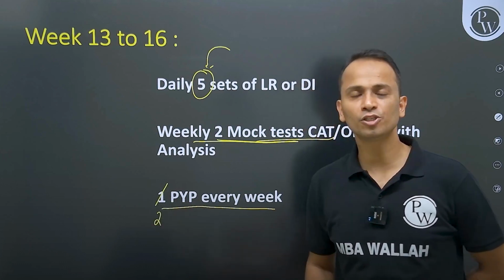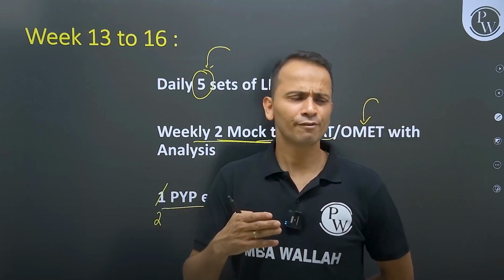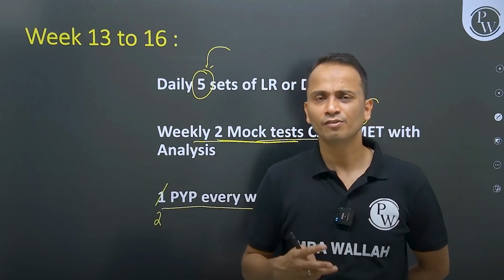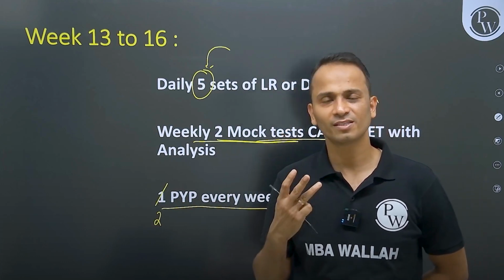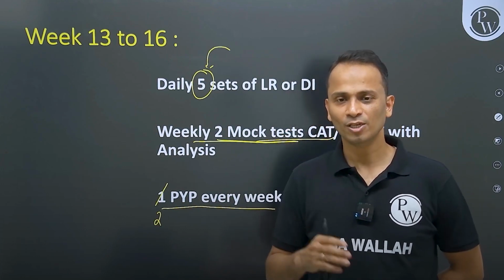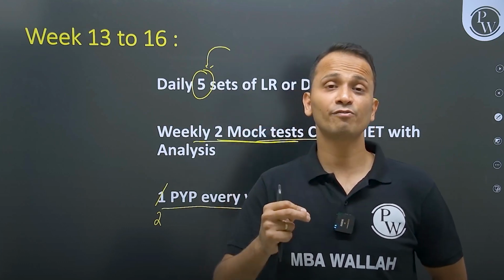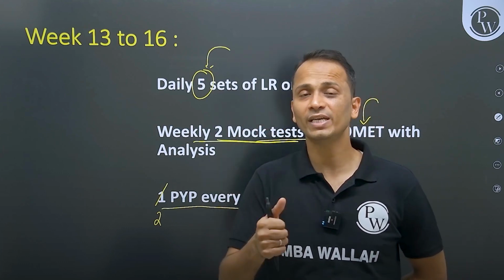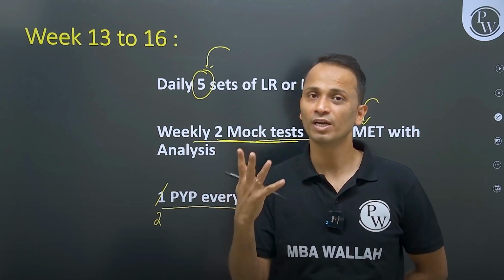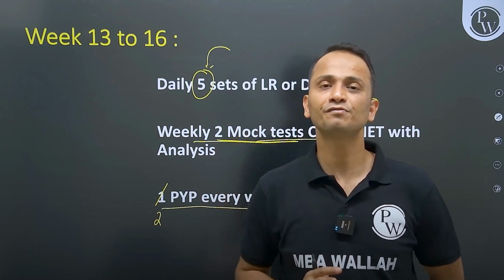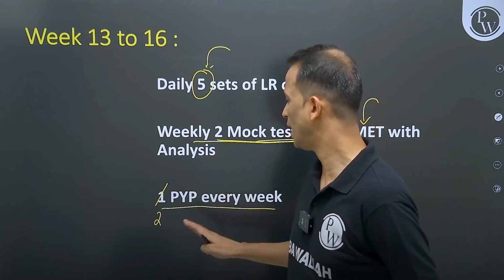Instead of 1, you can increase it to 2, because starting from CAT 2020, we have 3 slots per CAT. Before 2020, there used to be only 2 slots, but starting from 2020, there are 3 slots. So 20, 21, 22, 23, 24: 5 years into 3, you have 15 previous year papers to handle here.